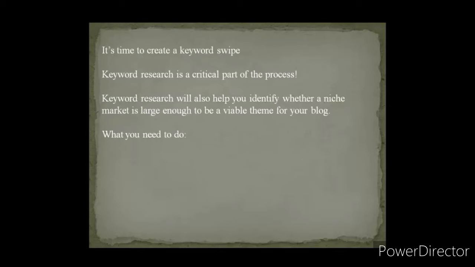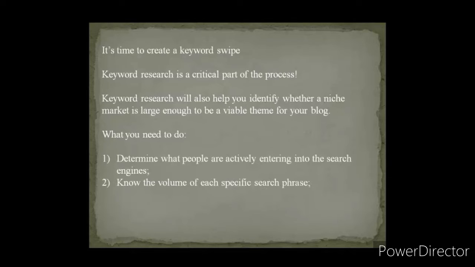1. Your objective is to chisel down into your niche market and determine what people are actively entering into the search engines. You need to be as focused as you can so that you have a solid list of keywords to use in your blog's content, as well as within title tags, headlines, and overall optimization. 2. You need to know the volume of each specific search phrase, which is basically the number of people who are searching for specific keywords each day or month.